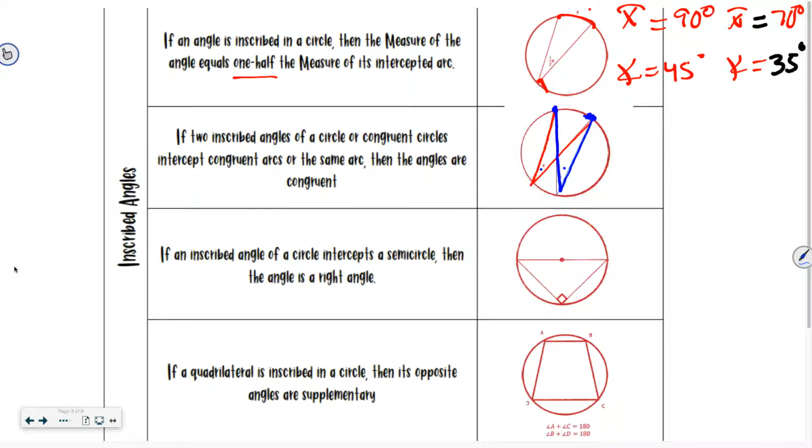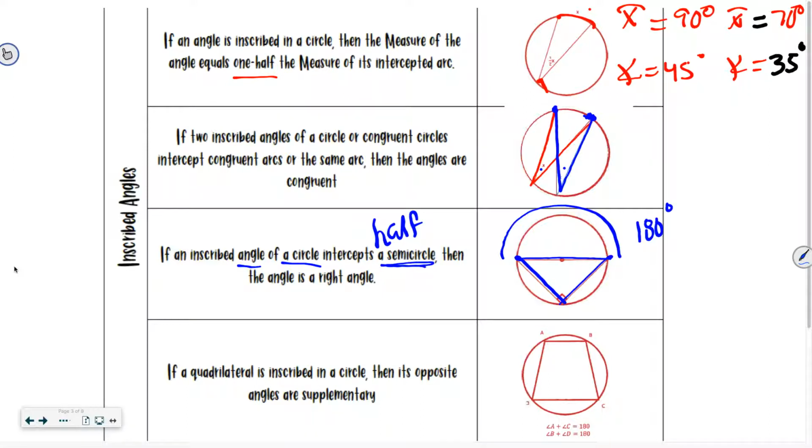Then it says if an inscribed angle of a circle intercepts a semicircle, so that means half, right? Semicircle. Then the angle is a right angle. So if this is a diameter, then I know this angle has to be 90 degrees every time. And then this arc we know is 180 degrees because it's half of a circle.